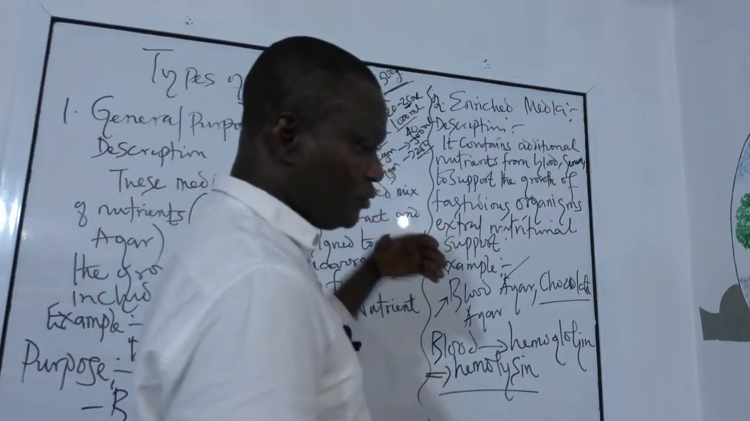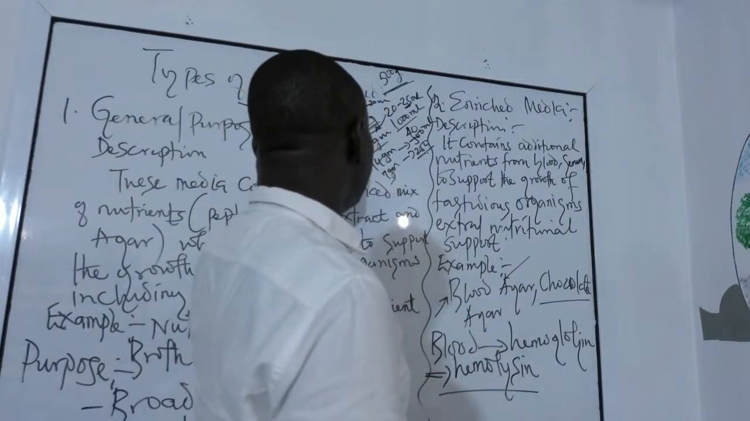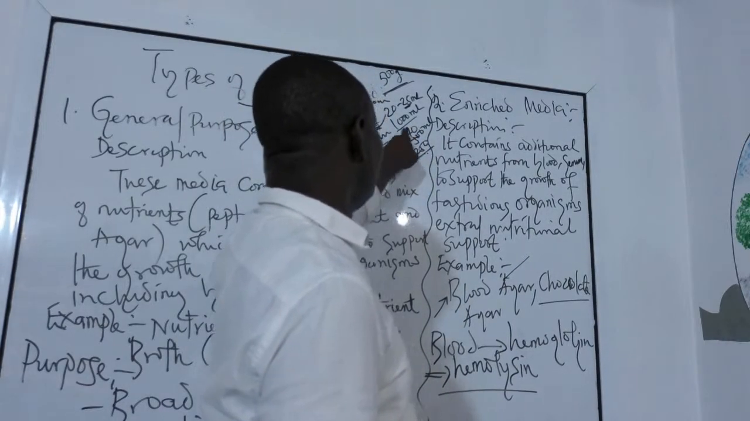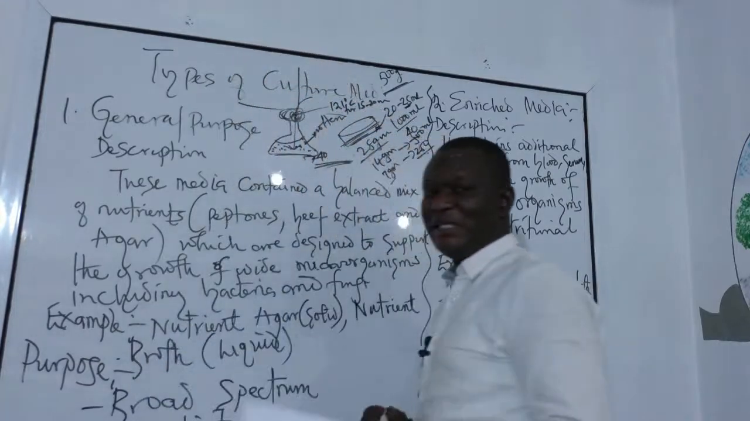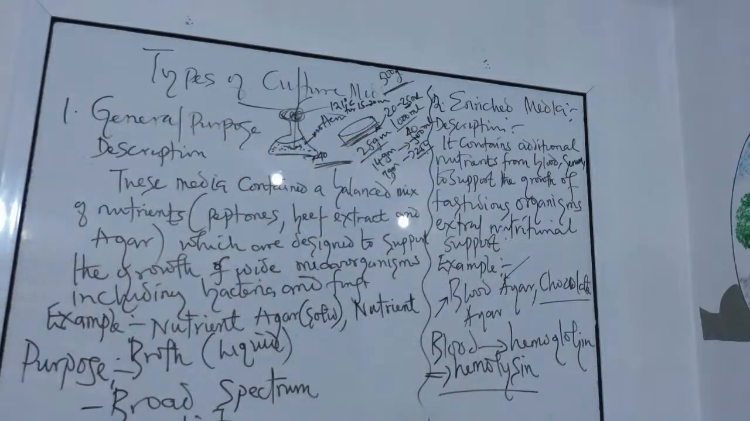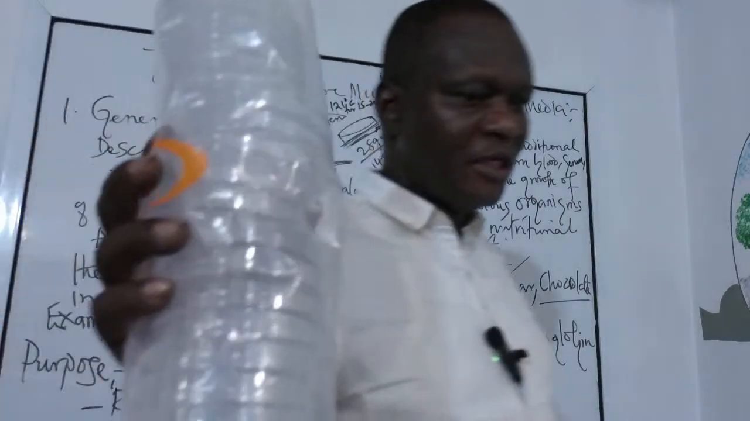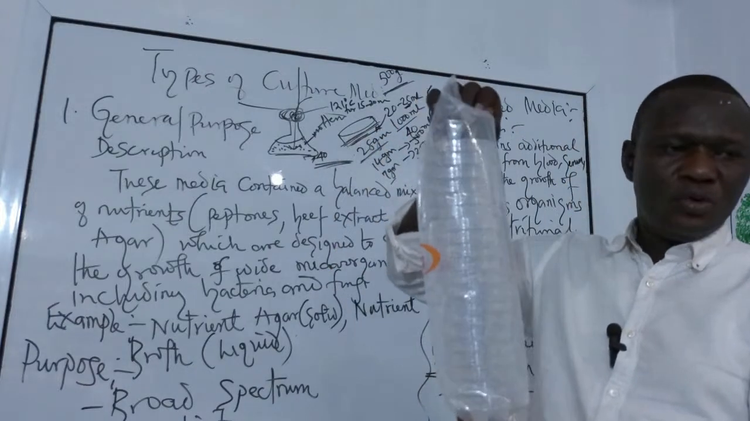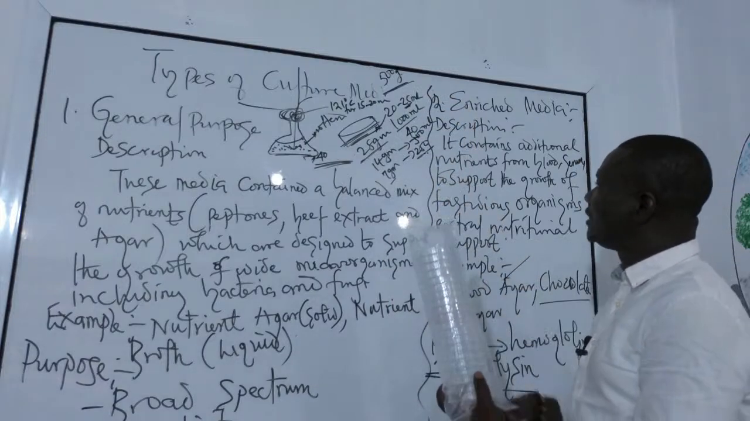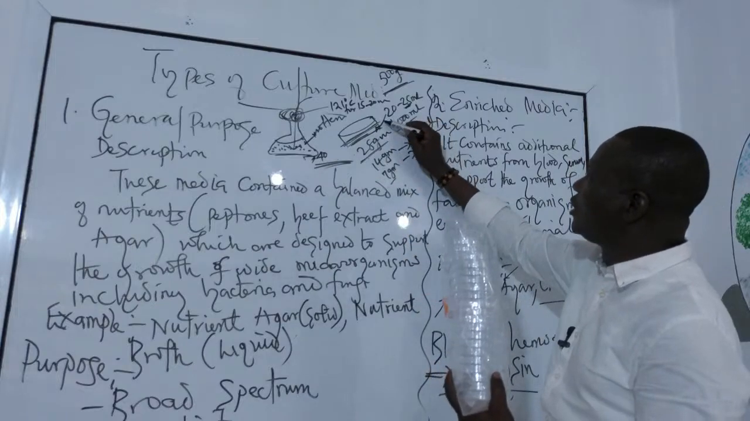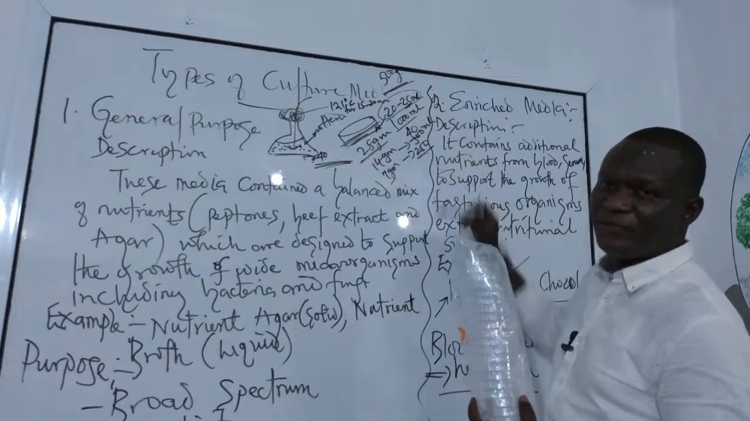And I told you that for nutrient agar, the direction is that you should use 28 grams in 1000 milliliters. This is a petri dish. Inside here you have 20 in a row, and each of these should contain nothing more or nothing less than 25 ml.